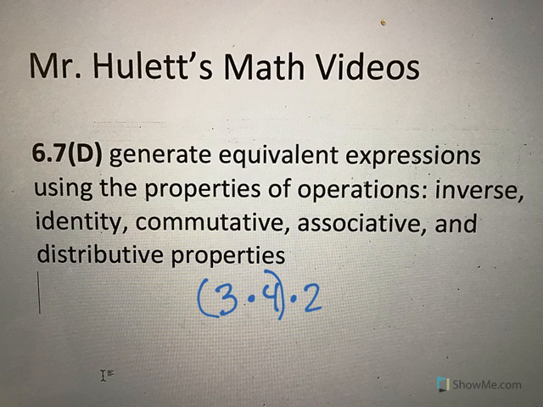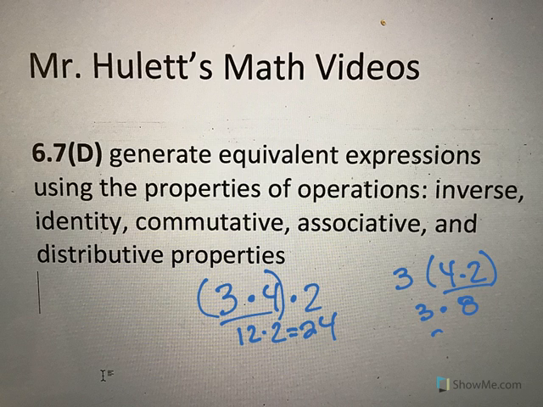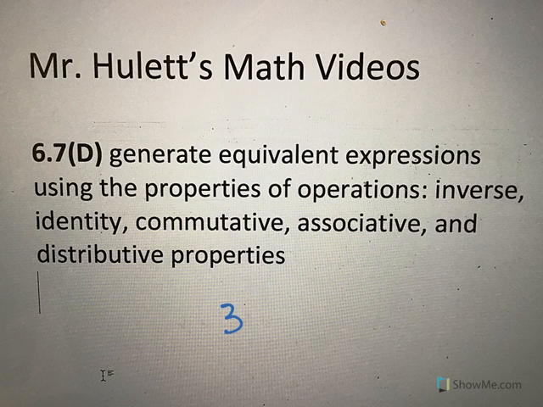So this, 3 times 4 is 12, and then order of operations, 12 times 2 is 24. If I grouped it differently, if I did 3 times 4 times 2, order of operations, 4 times 2 is 8, and then times 3, I still get 24. So that's the associative property, and not to be confused with the distributive property.